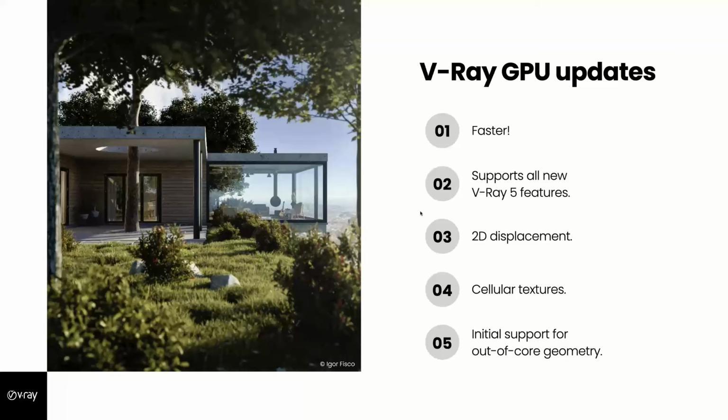Couple of quick other things for those of you that are using GPUs. You'd be glad to know that all of the new V-Ray 5 features are supported in GPU. It's also faster. It's going to support 2D displacement and cellular textures. And we've also added our first implementation of out-of-core geometry, which means that if you're working on a scene that's pretty large and the geometry is maybe too big to fit into the RAM of your video card, this is a way to allow that to work without going over. So those are pretty exciting features as well.